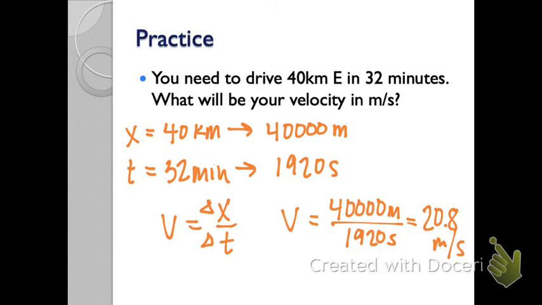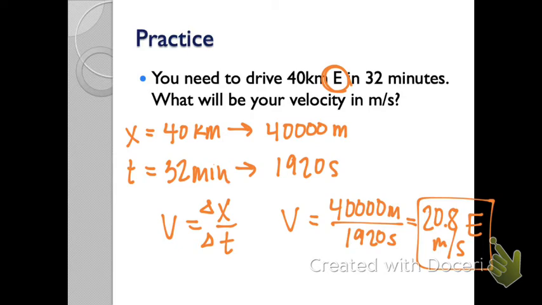Okay, but I'm missing one thing off that answer. 20.8 meters per second. What am I missing if it's velocity? Direction. Since it gave me a cardinal direction here, I need to include that cardinal direction in my answer. If it doesn't give me a cardinal direction, if it just uses positive or negative, then I'm fine with leaving my answer positive or negative. But if it does give us a cardinal direction, we include that in our answer as well. Okay, so there is my answer in meters per second.